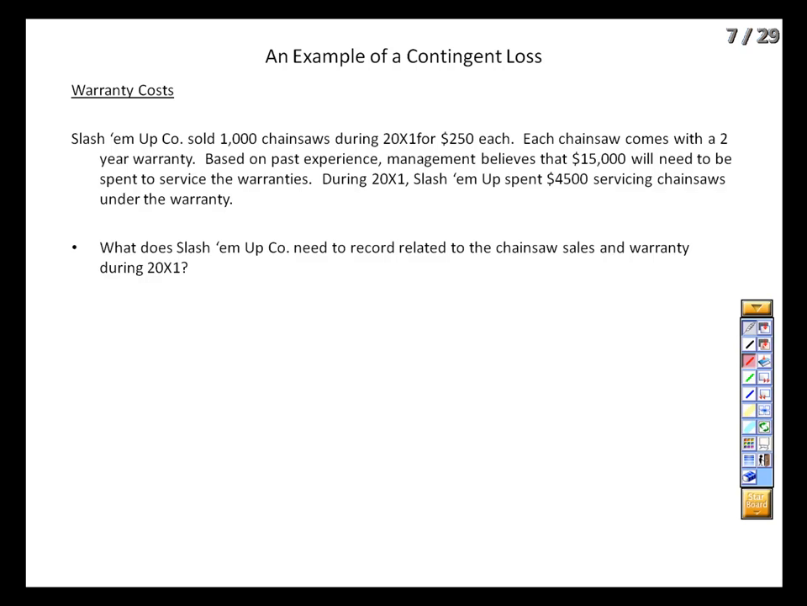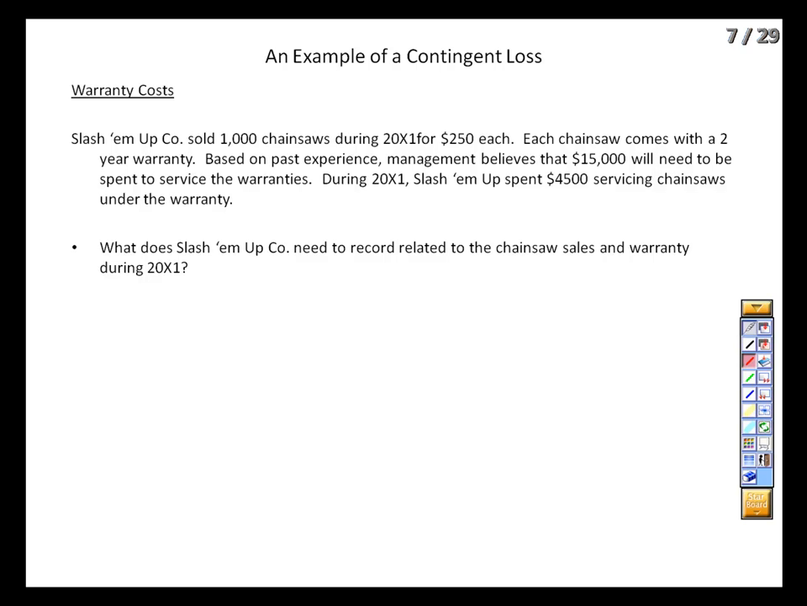So let's look at our company that sells chainsaws for $250 each. Each chainsaw comes with a 2-year warranty, and based on past experience, we think it's going to cost us $15,000 to pay for all the repairs on the returned ones. That's a contingent liability. It's highly probable that a subset of our chainsaws will break and will be returned for service. During the current year, we actually spent $4,500.